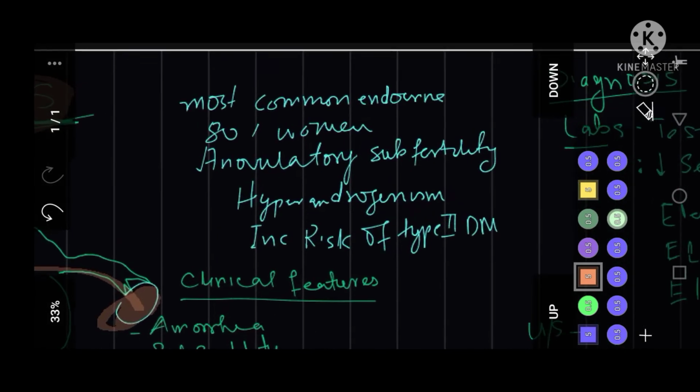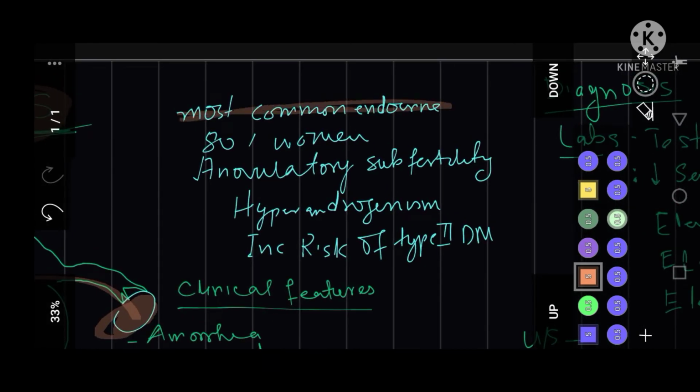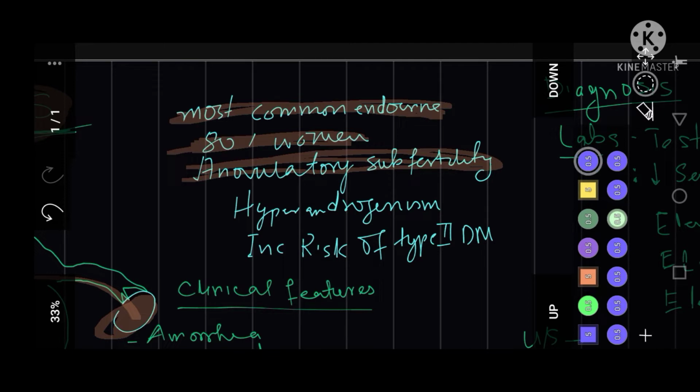Now, as you can see, it is the most common endocrine disorder. It occurs in 80% of women most commonly because ovaries are more prone to develop cysts, and when a cyst develops in the ovary, the patient is known as polycystic ovarian syndrome. It is an ovulatory subfertility syndrome. In this condition, the patient complains of loss of ovulation. There is no ovulation and subfertility occurs, meaning the patient is unable to conceive a baby. Reproduction is inhibited in this polycystic ovarian syndrome.